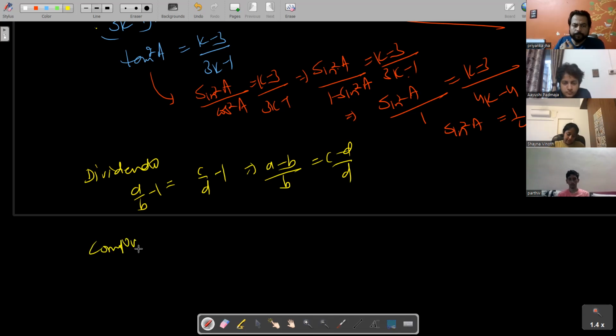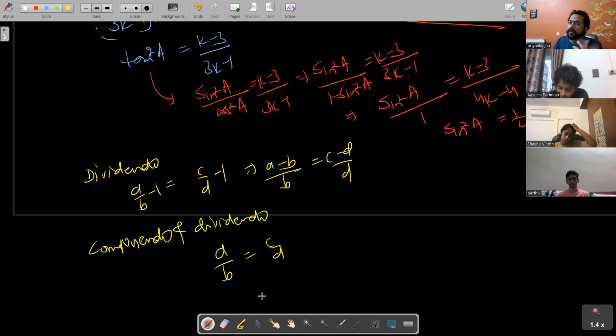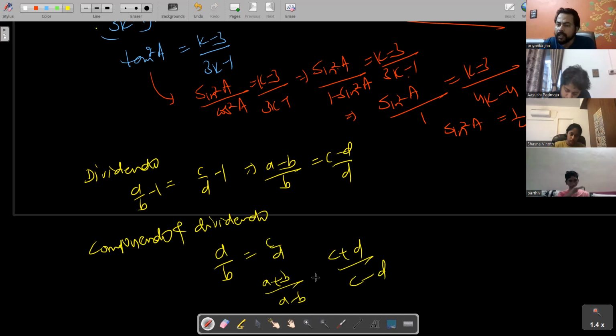And componendo and dividendo: A by B equal to C by D. Suppose you want to add B, you want to add denominator to numerator. You can do both ways. So A plus B you did here, so you do C plus D here. And you do A minus B here, then you have to do C minus D here. So whatever you want to do on the left hand side, you have to do the same thing on the right hand side. You just have to keep the order same. This is what componendo and dividendo is.